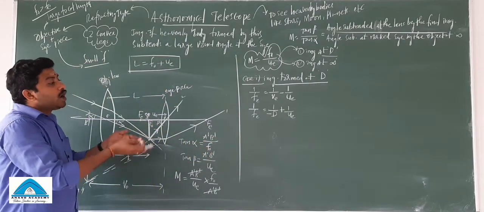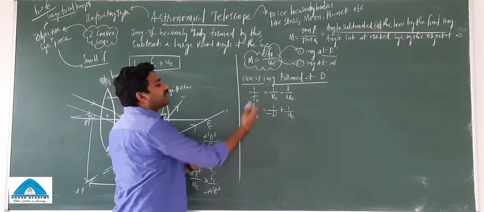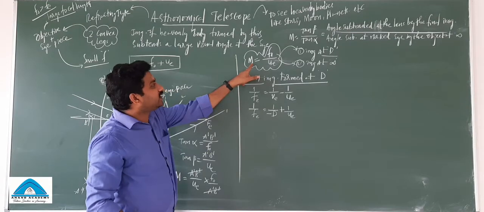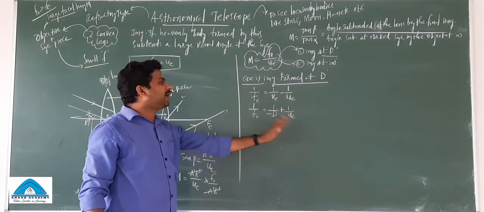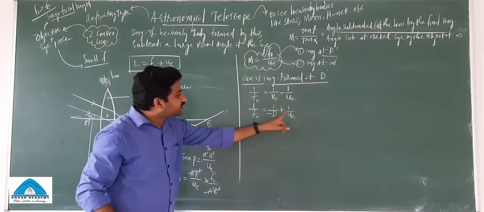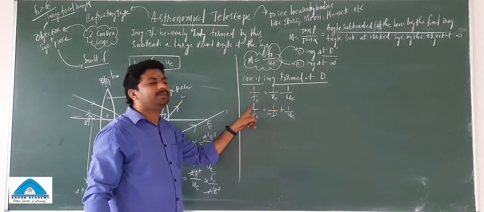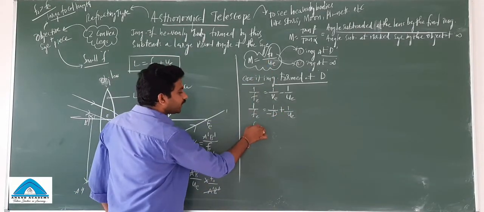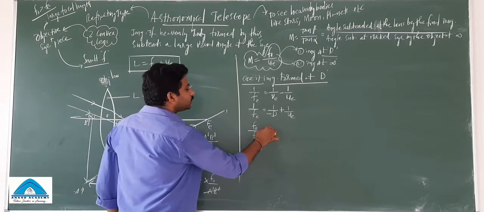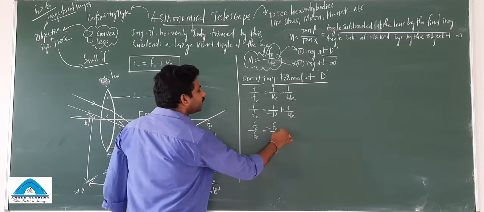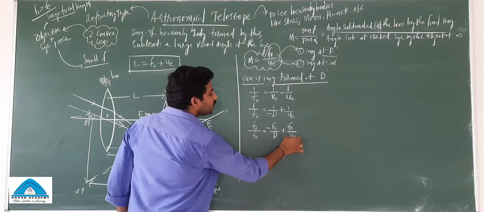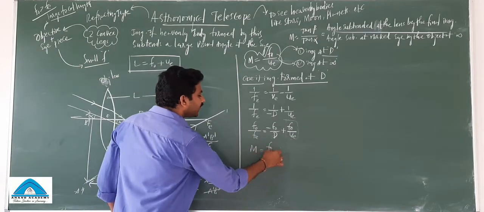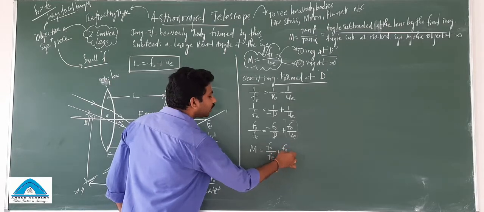Now if you multiply the left hand side and right hand side with f naught, because our magnification will be f naught by ue, what happens? This will be f naught, this will be f naught, this will be f naught. Then f naught by ue I can write as magnification. So f naught by fe is equal to minus f naught by d plus f naught by ue, and f naught by ue is the magnification, which is equal to f naught by fe plus f naught by d.